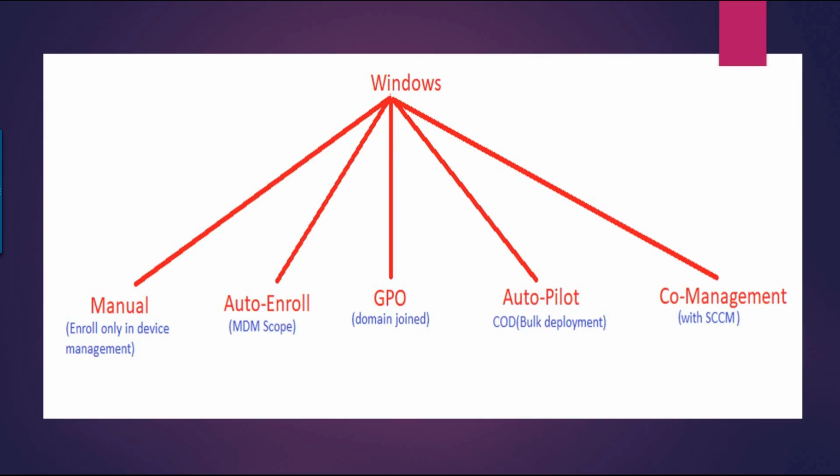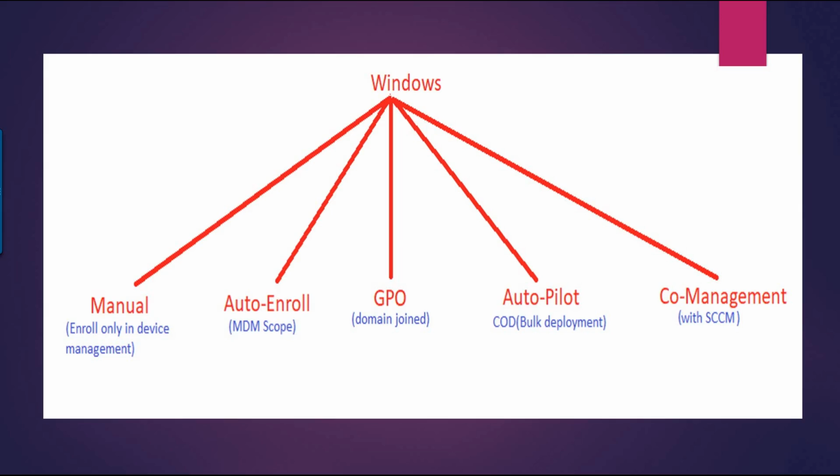The next bifurcation that we have is for Windows devices. If you have a Windows device which you want to enroll to Intune, there are five possible ways we can do it: manual enrollment, auto enrollment, GPO, AutoPilot, or co-management. Well, let's just get the 1,000 feet overview of what exactly all these are.